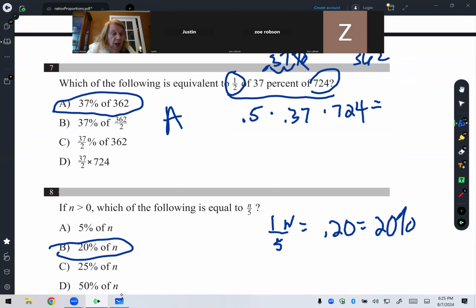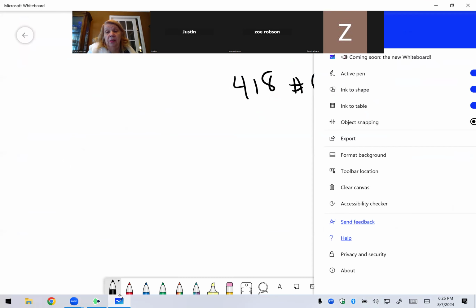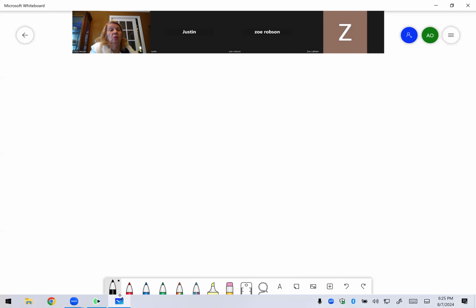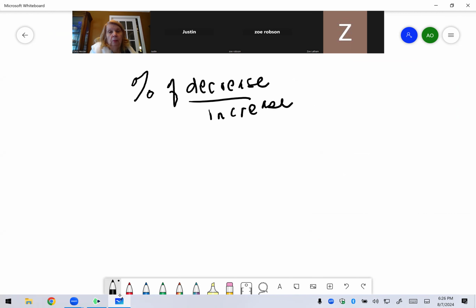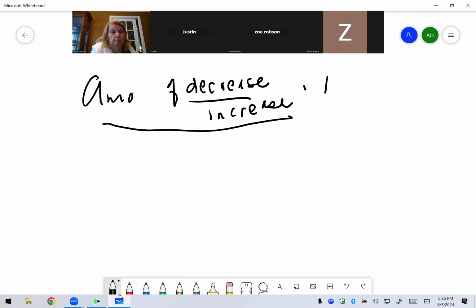Okay, so for the next thing, there's an equation there, and I'm going to just do some problems that you don't have. So what we do with these increases or decreases is we take the percent of the decrease or increase, and we always put it over, we take the amount rather, I'm sorry. We put it over the original, always.